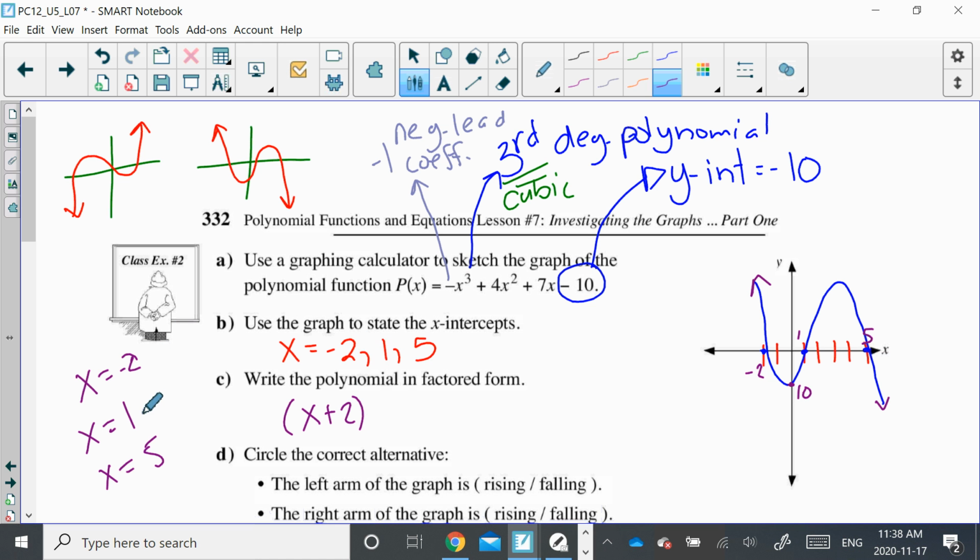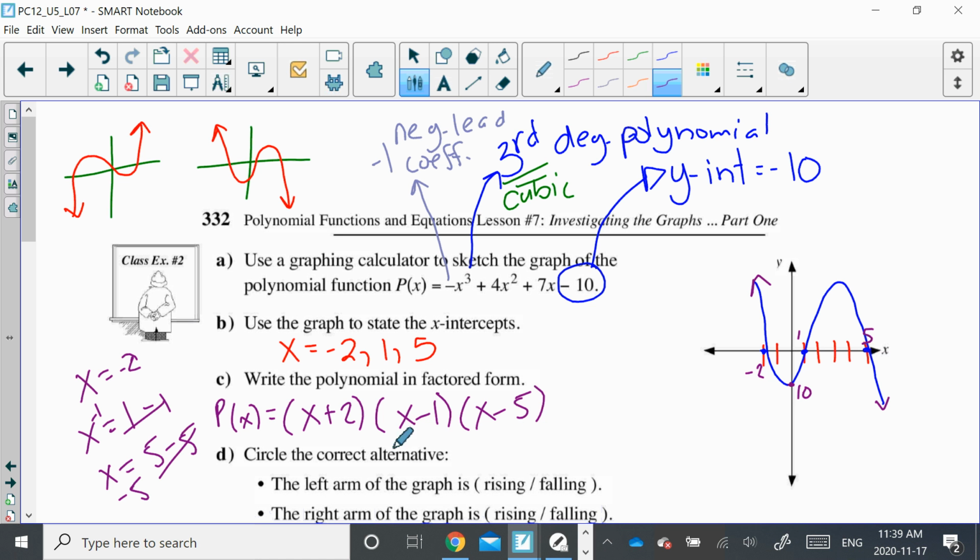To get a 1, subtract 1, and the factor would be x minus 1. Last, to get x is equal to 5, let's subtract 5, and we would get x minus 5. It gives us a 0 of 5. Write the polynomial in factored form. I must start this with p of x is equal to, and then my polynomial.